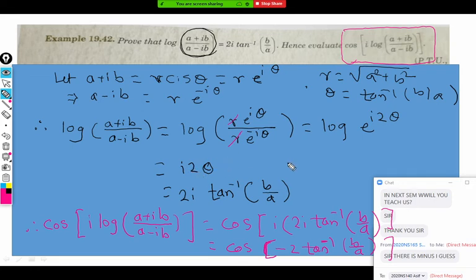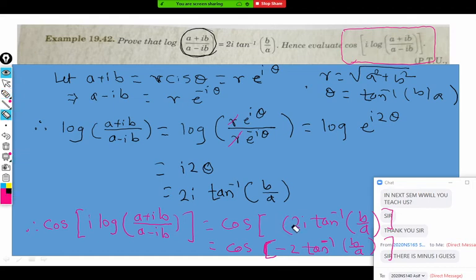Like you replace that log of this quantity, log of (a plus ib) upon (a minus ib) is 2i theta, and then it is minus 2 theta, and cos of 2 theta you got. Now we want cos 2 theta in terms of tan, so that tan inverse and tan will get cancelled. So anyone remember the cos double angle formula in terms of tan? 1 minus tan square theta by 1 plus tan square theta. Nice, very good, you are correct.